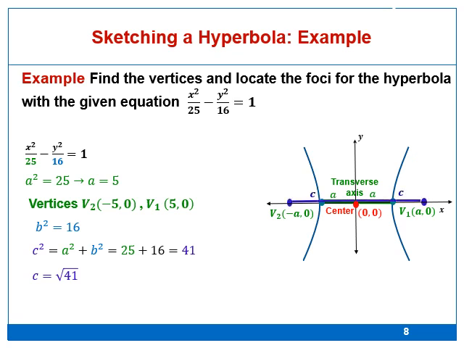The foci are c units from the center and on the horizontal axis, so their coordinates will be c, 0 and negative c, 0. Accordingly, they will be negative square root of 41, 0 and square root of 41, 0.